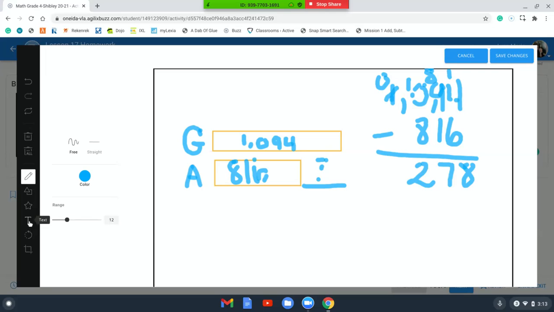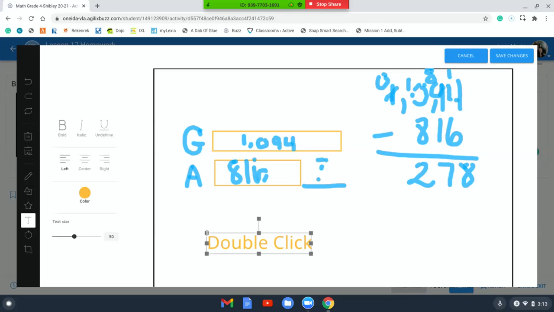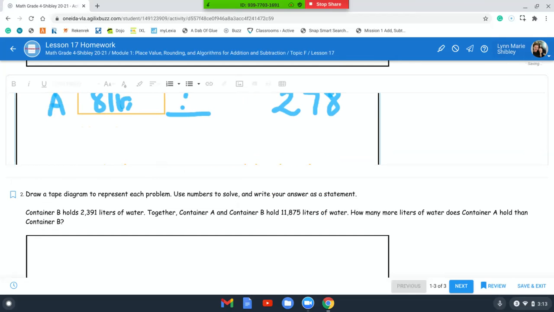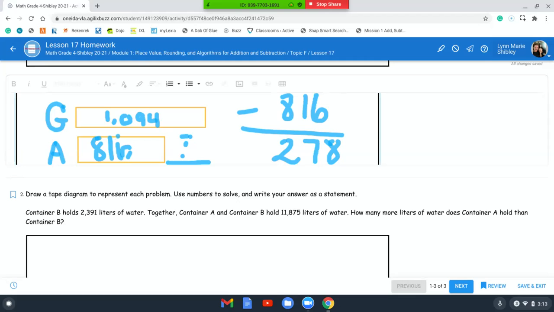So I'm going to select my text tool, and I'm going to answer because I know that the question said to answer with a statement. I'm going to type that Gavin has 278 more blocks than Avery. Because it went off the page, I'm just going to push enter so it drops down to another line. Avery. That is all I had to do for that question. So I'm going to go ahead and save my changes. Everything that I just did is in my submission box.